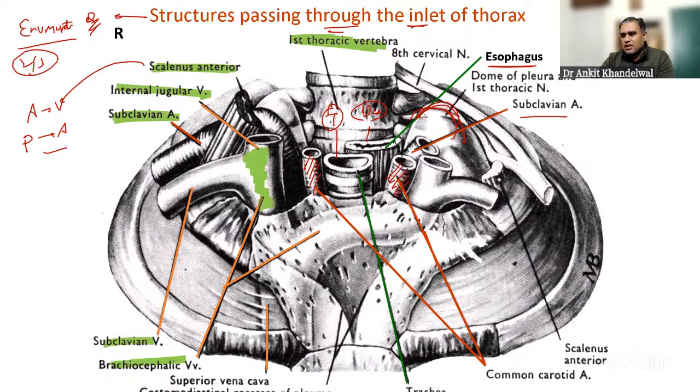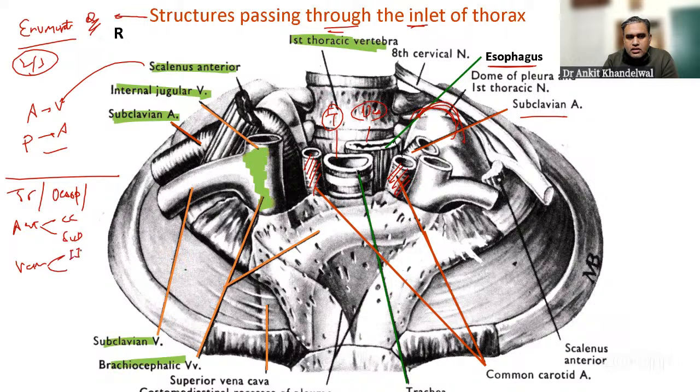So if again I say, okay, the question comes of structures passing through the inlet. What are the important structures that you should not miss? Trachea, behind trachea, esophagus. Then vessels, try to make arteries, both common carotid and subclavian. Try to make the veins, internal jugular vein and the subclavian vein. And obviously brachiocephalic vein. Try to make them. Behind, you can make the vertebrae, the thoracic vertebrae. These are the must structures.